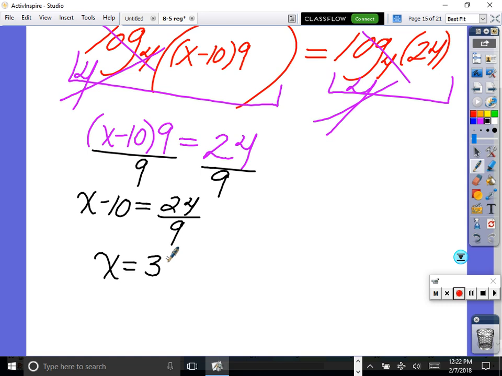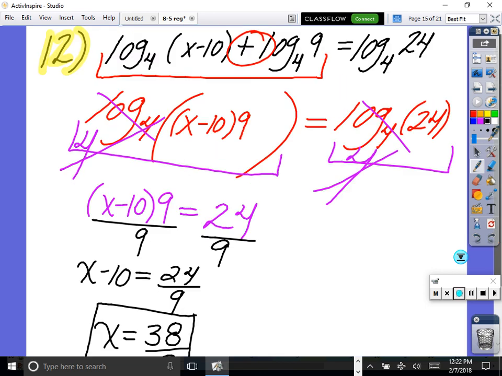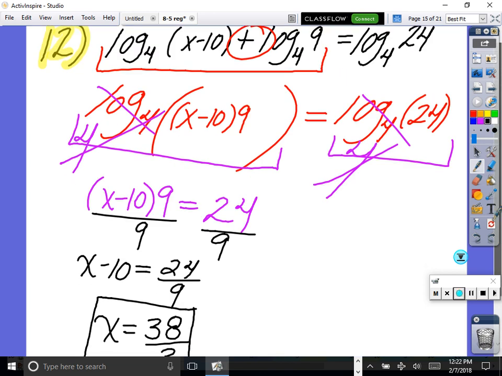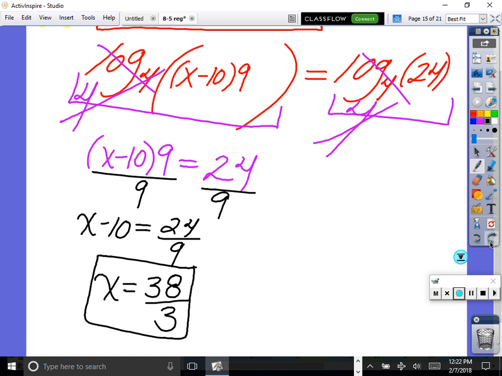30 what? 38 over 3 is the correct answer. It's not negative, so we're probably good. Like looking back here, if we plug it in, all is good. Did we all get it? Yes.